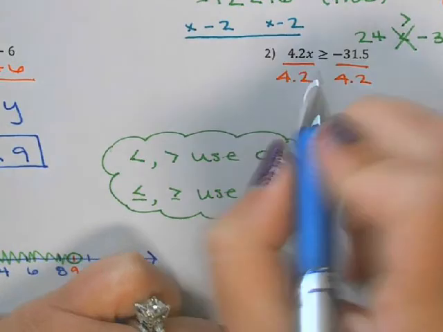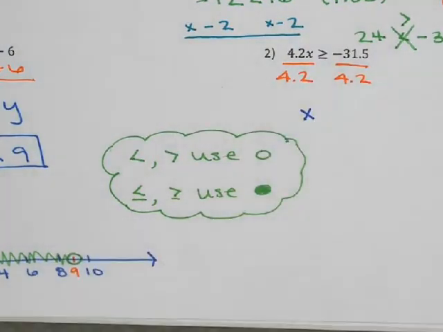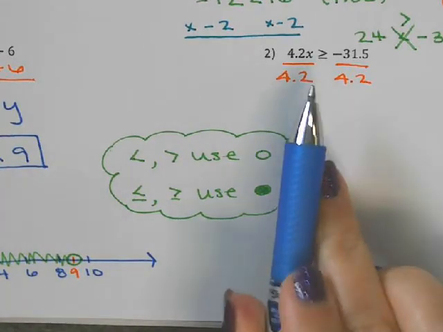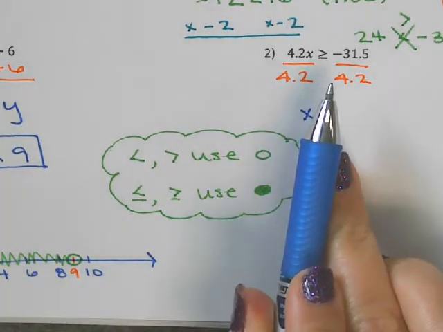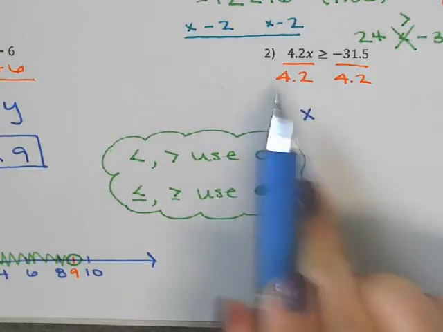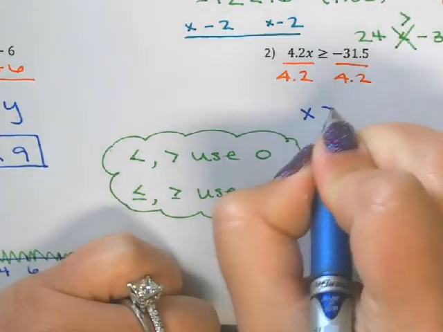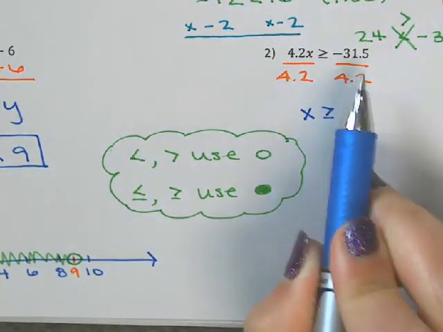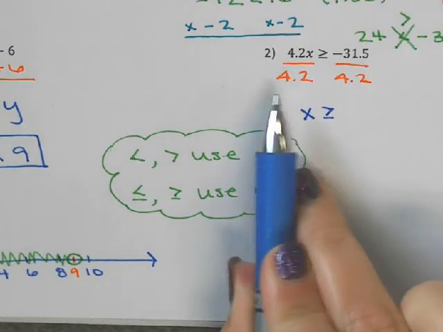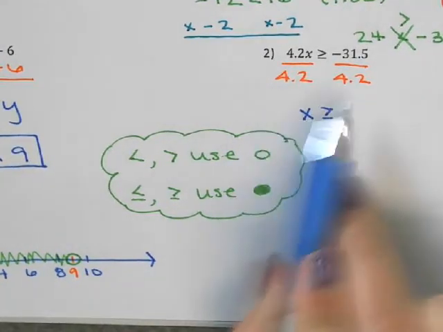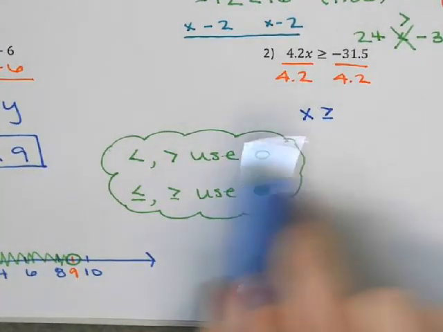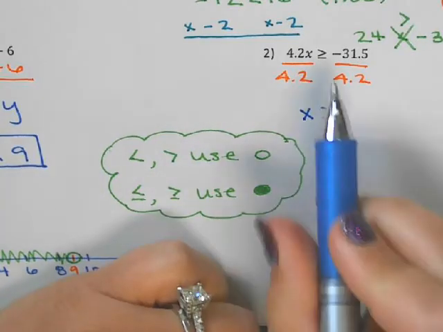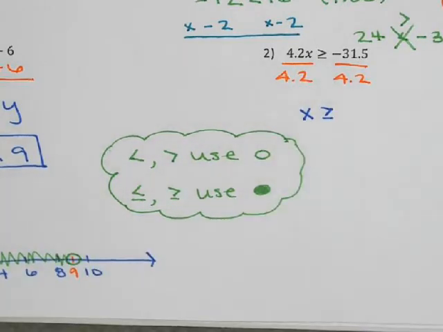I'm left with x on the left. Now, I divided by 4.2. Do I need to flip that sign? No. I divided by a positive number. My sign stays the same. Some people get mixed up because this was a negative. It doesn't matter what the number was. What matters is that orange part. Did we divide or multiply by a negative, and we didn't? So the sign's going to stay the same. And then what's negative 31.5 divided by 4.2? Maybe we'll do that in the calculator.